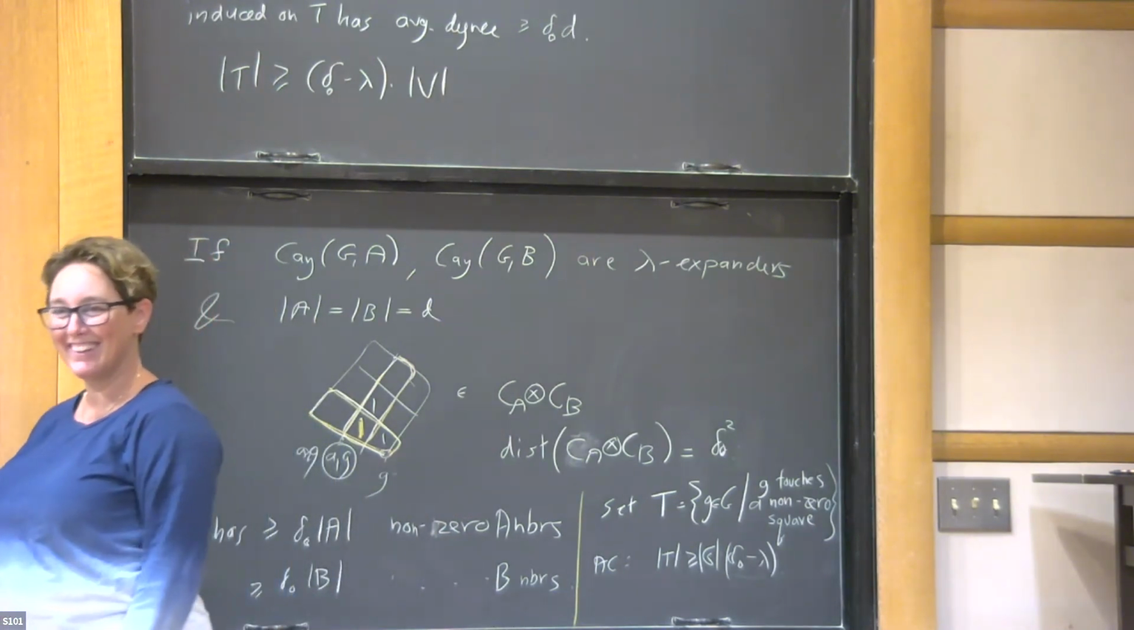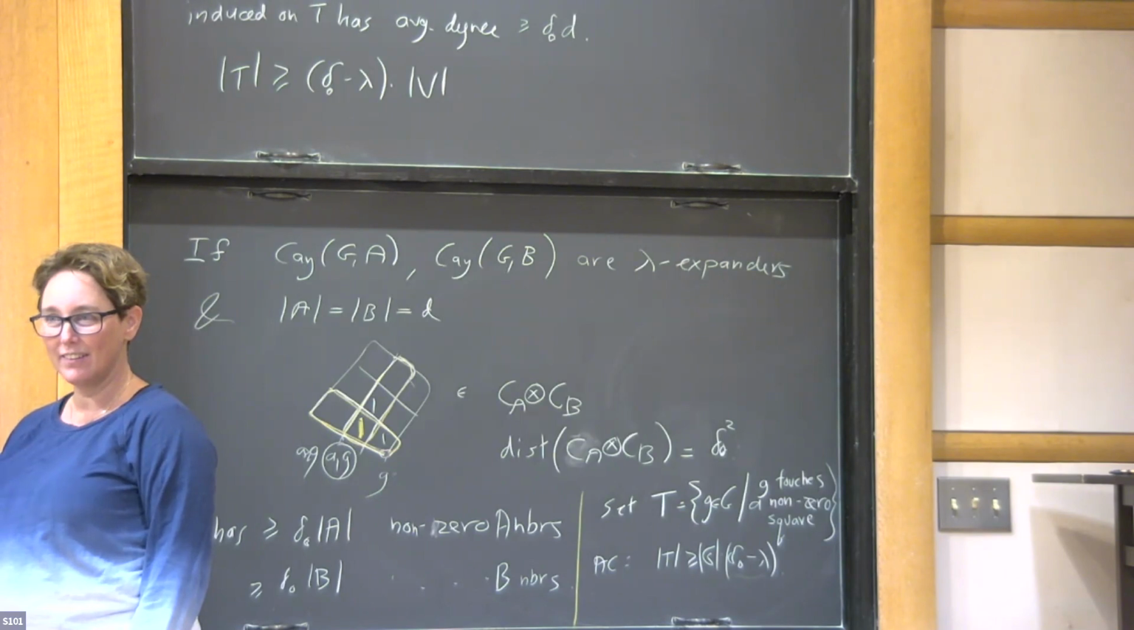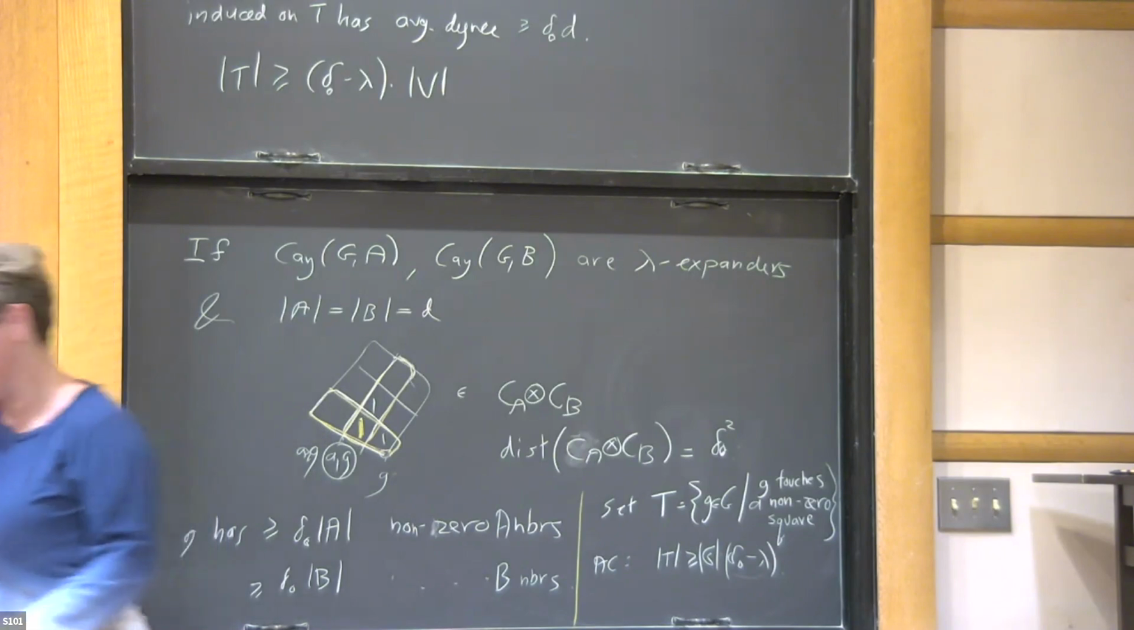Is there a characterization of the groups for which the squares don't collapse? Okay, let's talk about that at lunch. I don't know, yeah, okay.